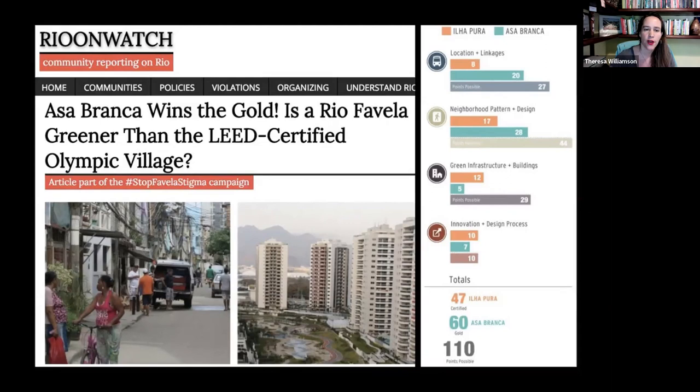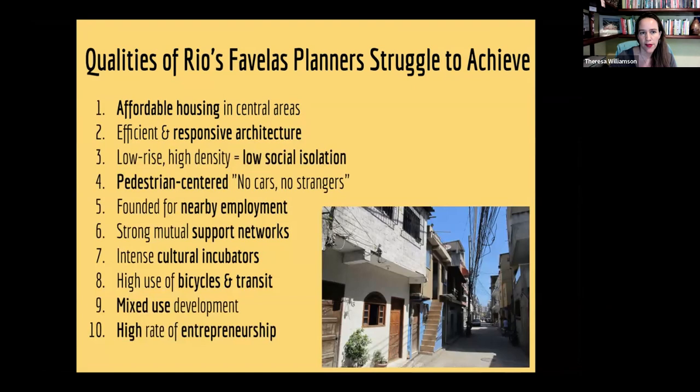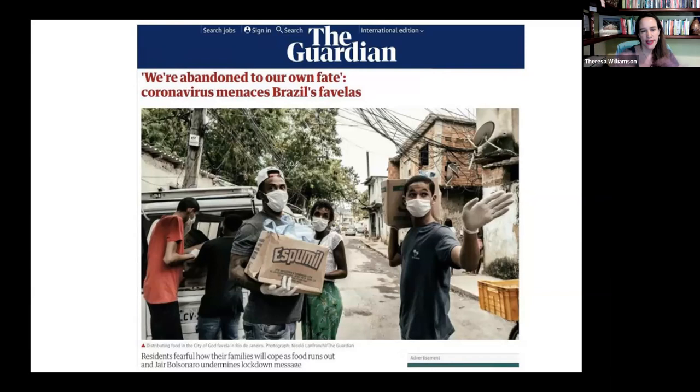And there are a number of qualities that favelas in Rio have that planners are trying to build into cities, right? Affordable housing, responsive architecture, low social isolation in non-COVID times, which breeds social engagement and mutual support and so on. Like I said, a lot of these slides will be available after.